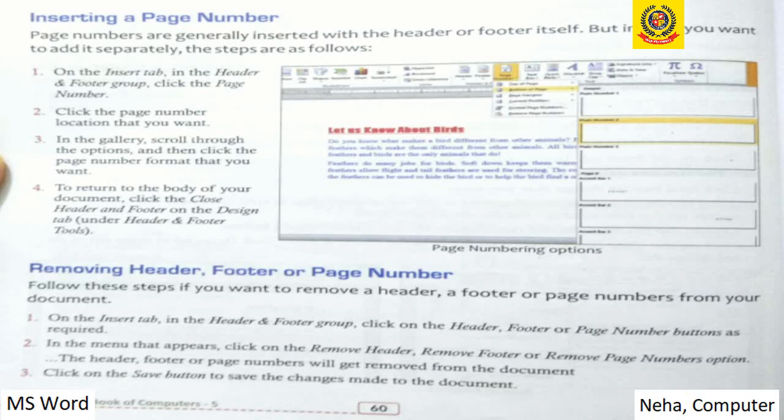If we have added a header, footer, or page number, we can remove it as well. So it is the same way. We have to go to the Insert tab. In that we'll select the header and footer group. There we have an option to remove header, remove footer, or remove page number.